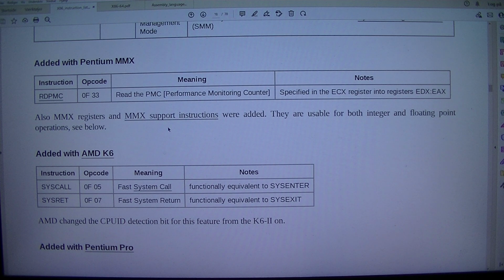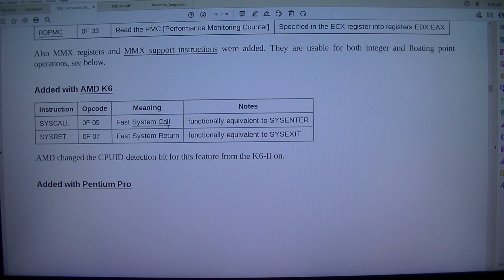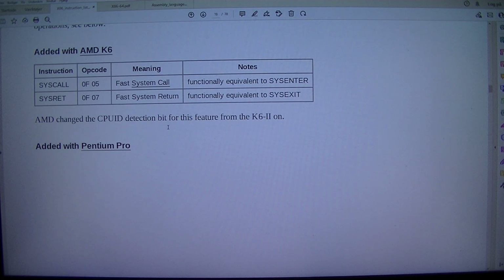Added with AMD K6. SYSCALL 0F05: fast system call, functionally equivalent to SYSENTER. SYSRET 0F07: fast system return, functionally equivalent to SYSEXIT. AMD changed the CPUID detection bit for this feature from the K6-2 on.